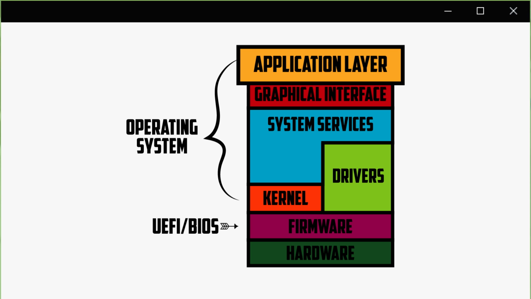The application layer in our operating system software stack is where programs like a web browser, an email client, or a photo editing suite, those applications would be in that layer. And they differ from our kernel or drivers in that they don't really manage our system resources.